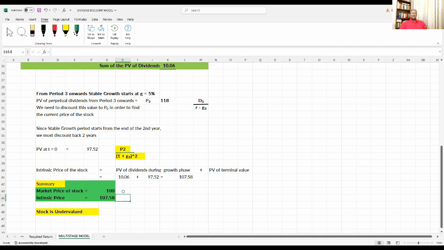So this is another simple yet very important real life example of the application of the dividend discount model, or rather the multi-stage dividend discount model. So that's the dividend discount model. Next session, we will consider the comparable companies and the multiples model.